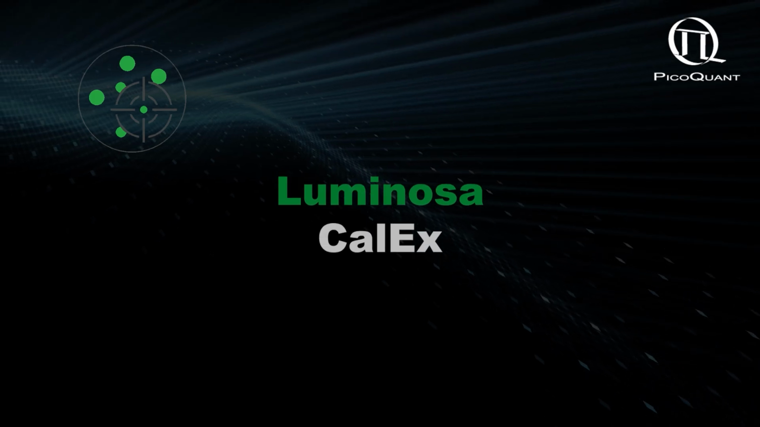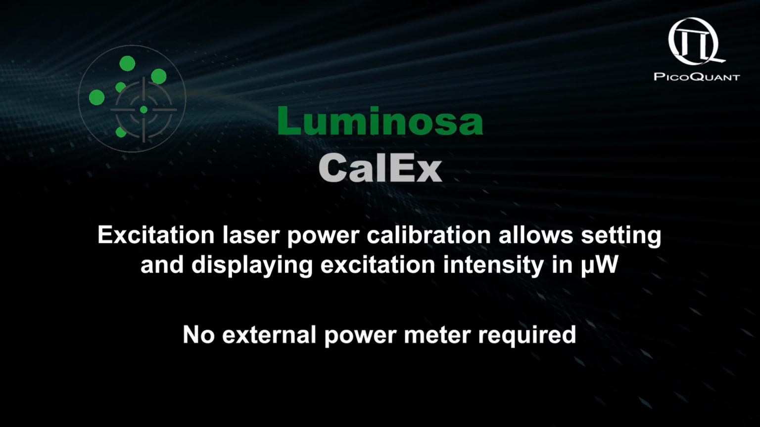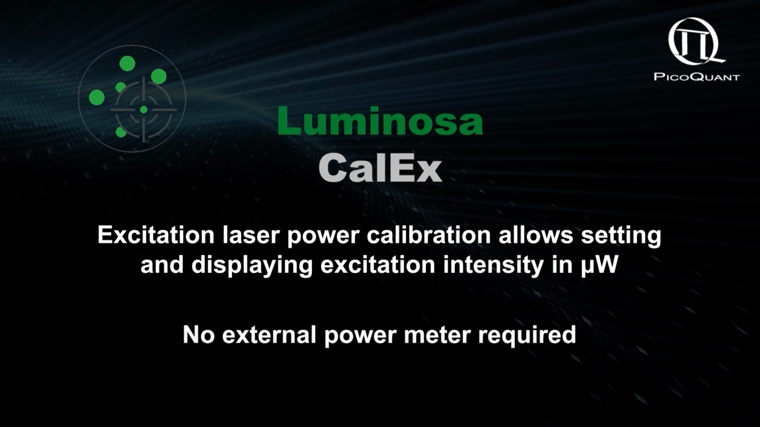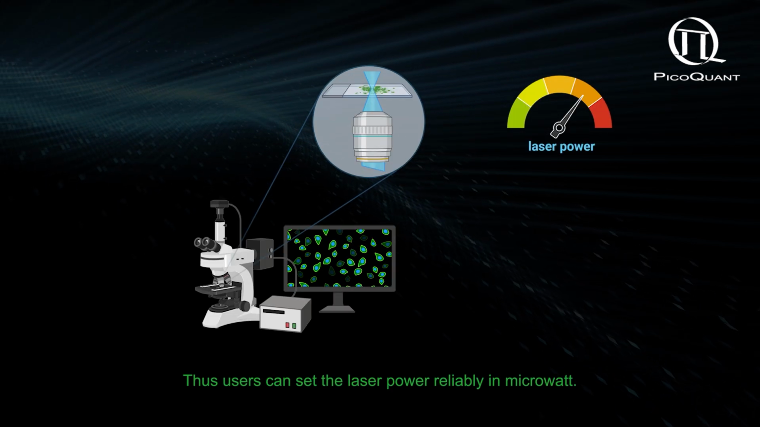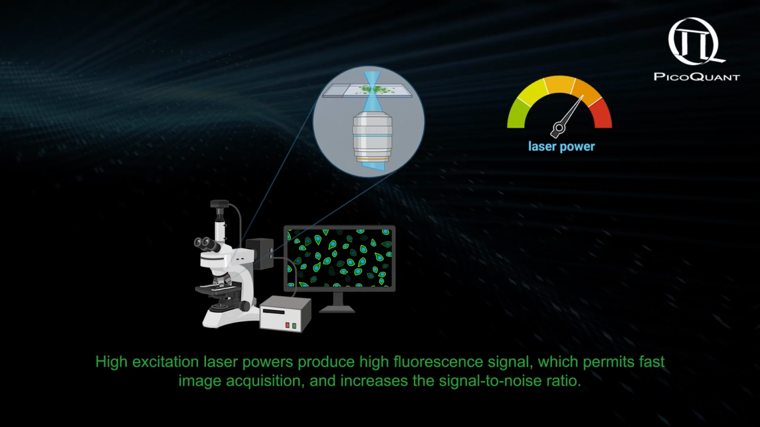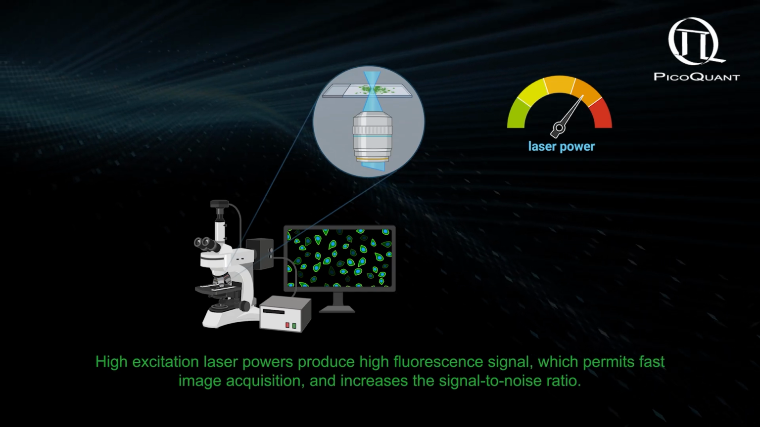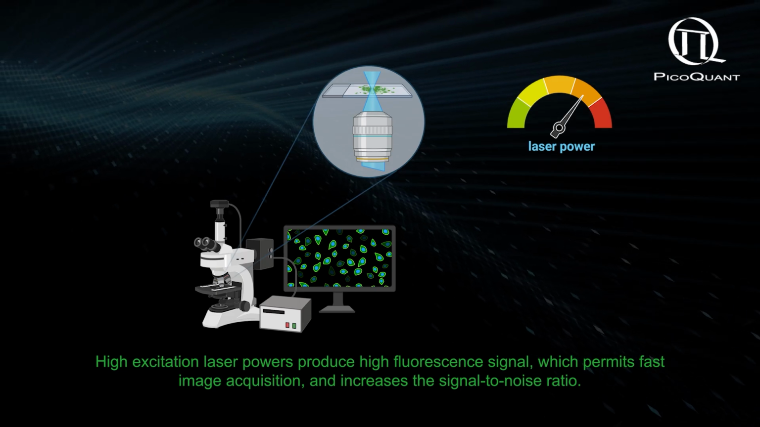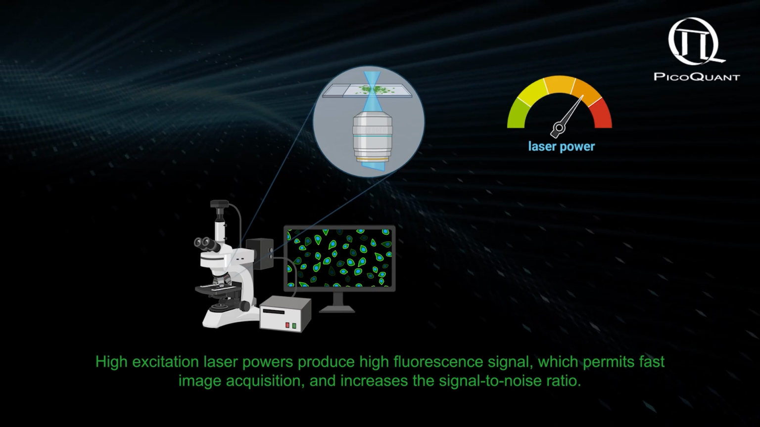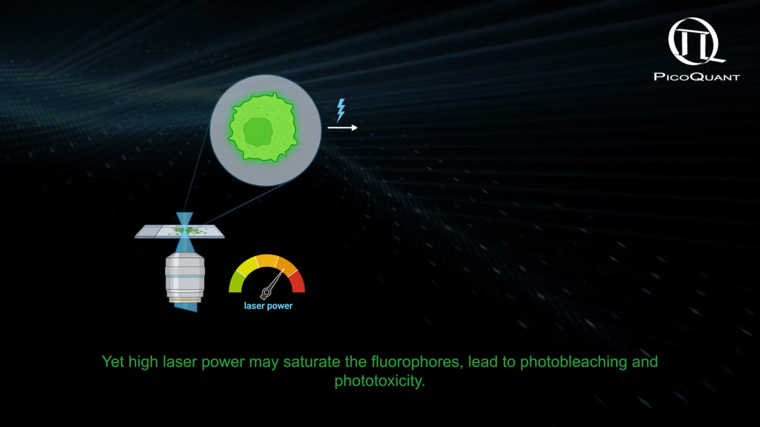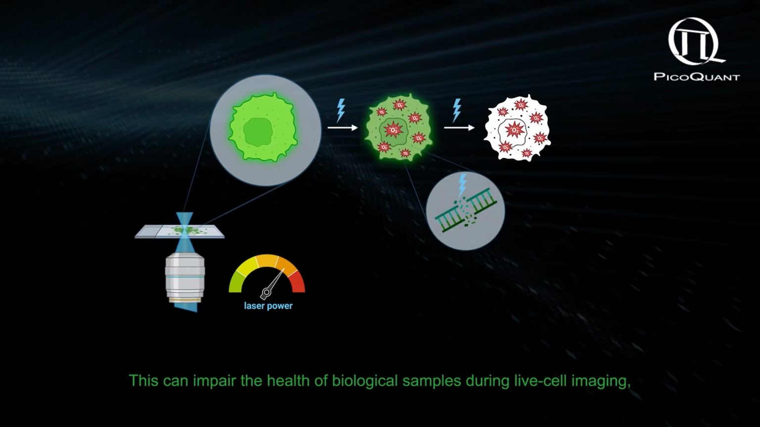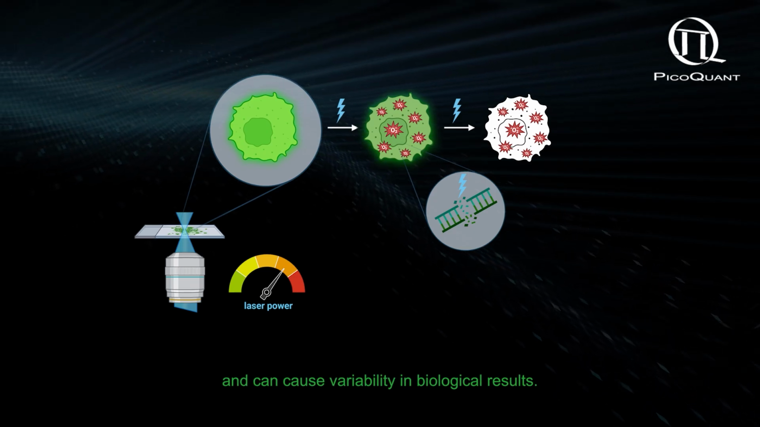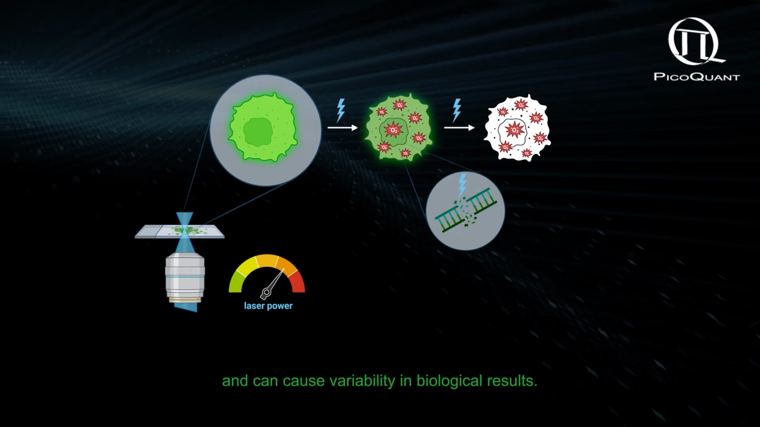Luminosa's CalEx feature measures the excitation laser power and displays it in microwatt without requiring an external power meter. Thus, users can set the laser power reliably in microwatt. High excitation laser powers produce high fluorescence signal, which permits fast image acquisition and increases the signal-to-noise ratio. Yet high laser power may saturate the fluorophores, lead to photobleaching and phototoxicity. This can impair the health of biological samples during live cell imaging and can cause variability in biological results.